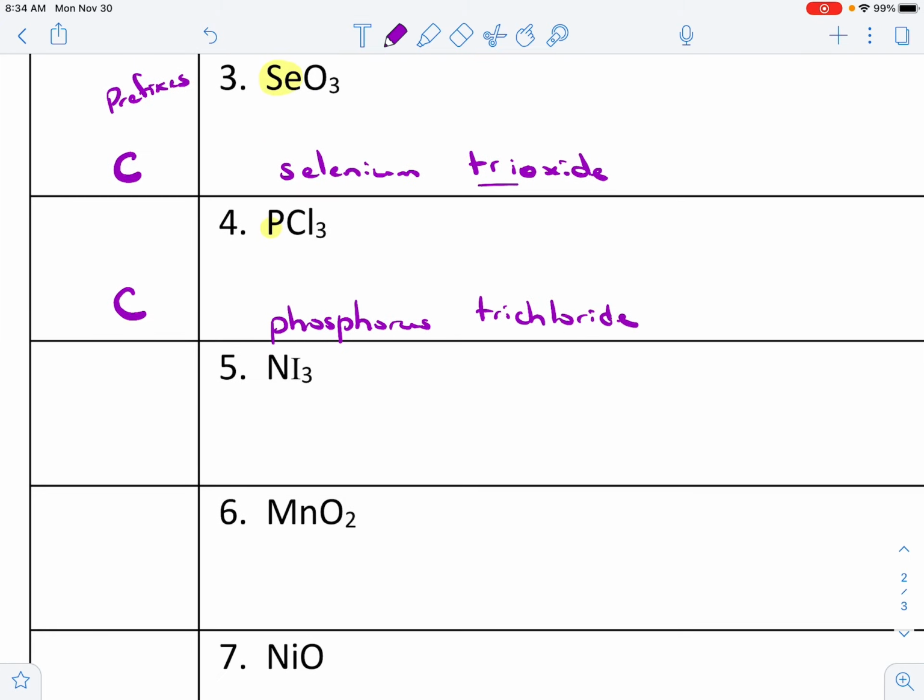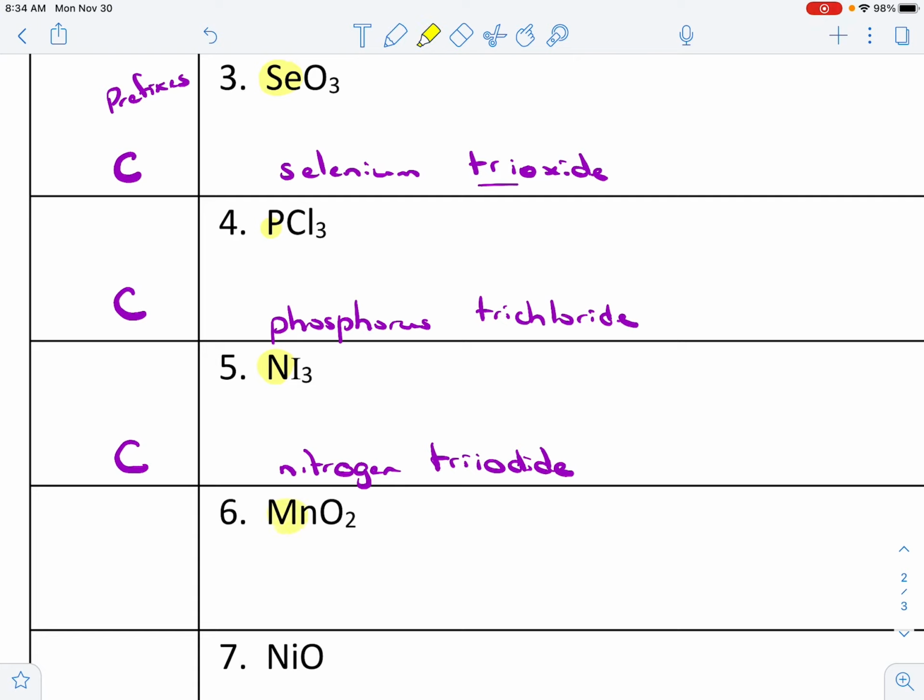This one we have NI3. So we find N. N is nitrogen. So N is also covalent. So we're going to say nitrogen triiodide. And yes, there are 2 I's in a row there. All right, let's keep rolling.